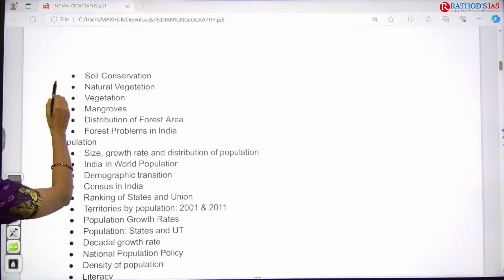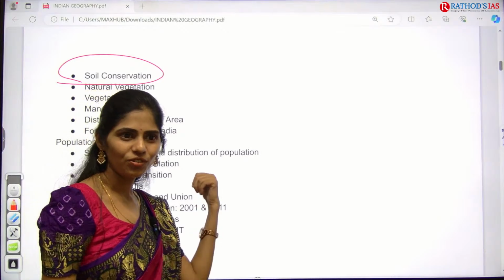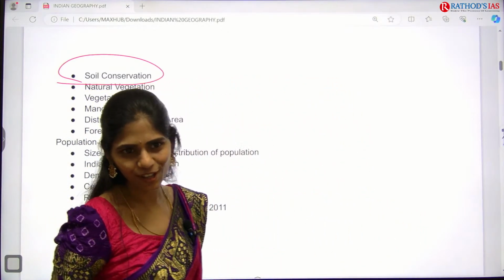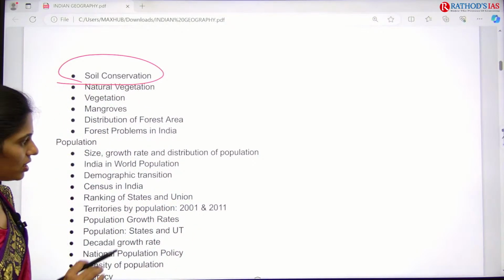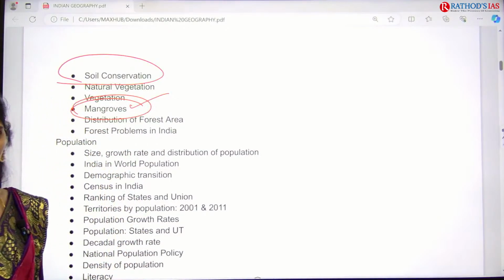And next one is, now the problem you are facing is soil erosion. For that you have to know what steps can be taken for soil conservation. Okay, that is the thing. And next one is mangroves. Mangroves is a very, very important topic.